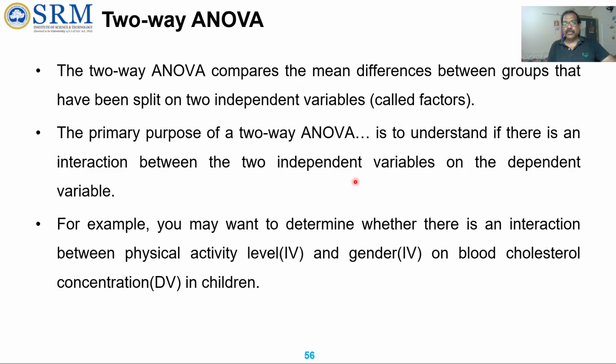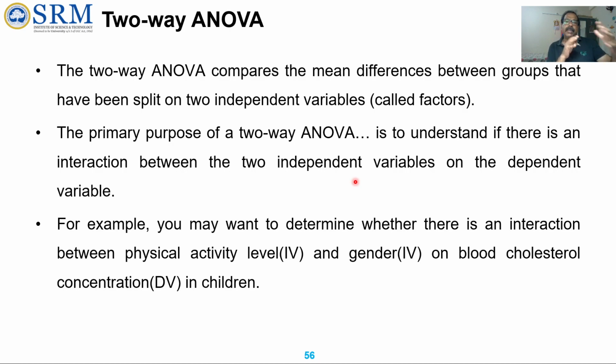The primary purpose of two-way ANOVA is to understand if there is an interaction between two independent variables on the dependent variable. For example, you may want to determine whether there is an interaction between physical activity level and gender on blood cholesterol concentration. Before one-way ANOVA, we gave some examples, like how obesity or BMI affects leg strength. BMI may be obese, moderate, and average or normal people, and leg strength.